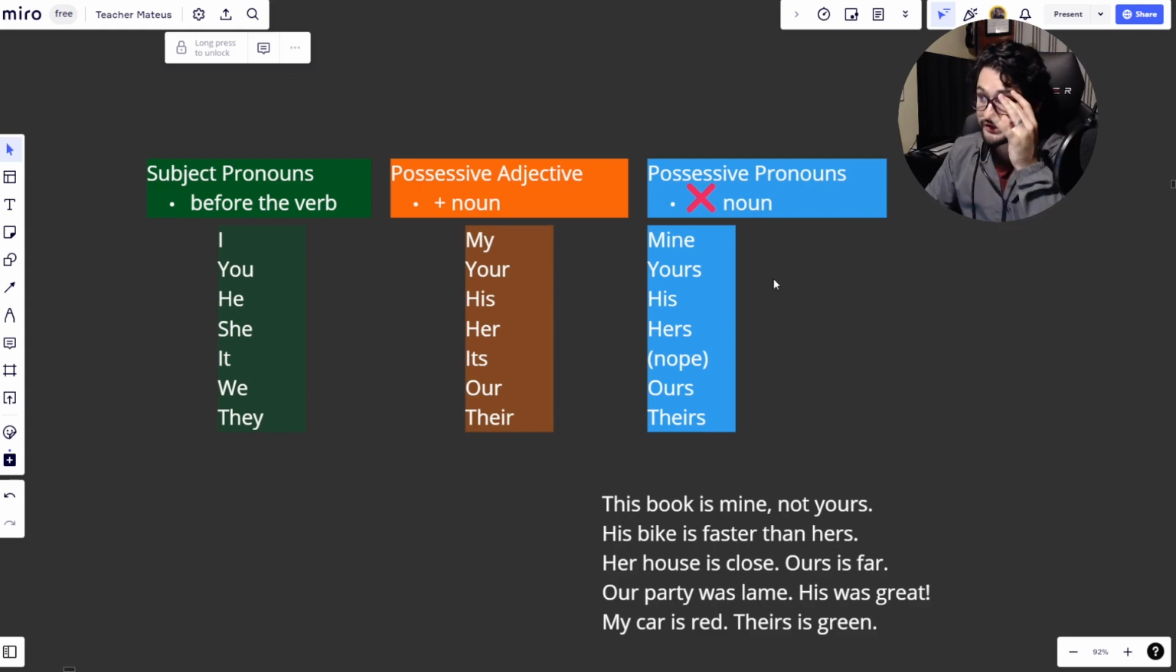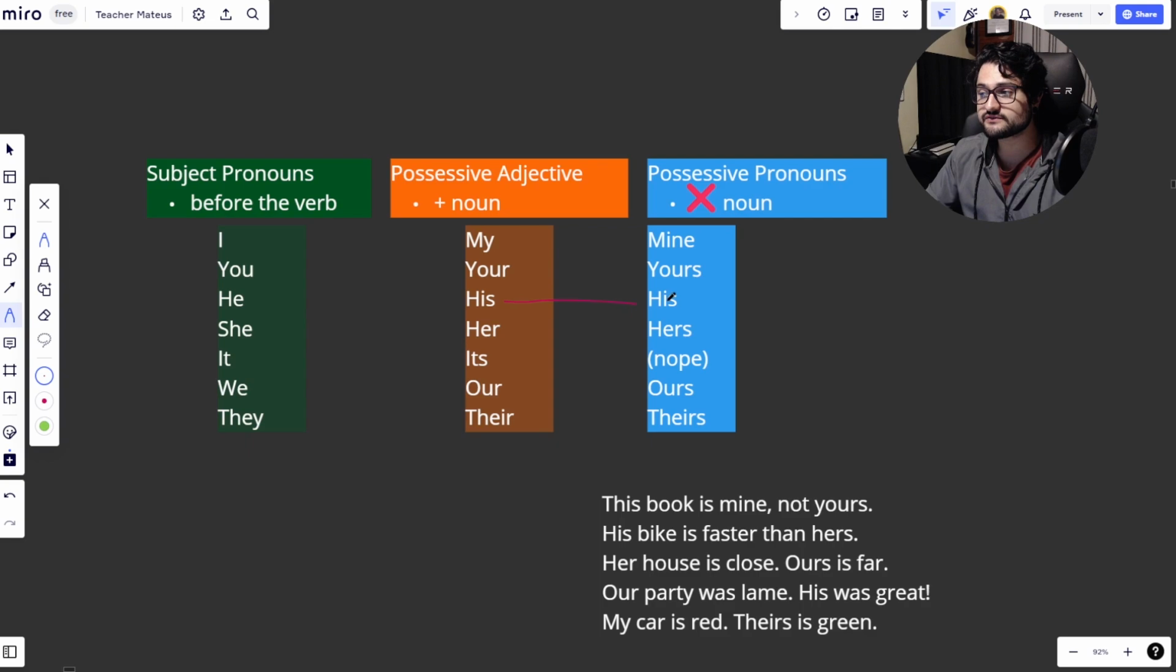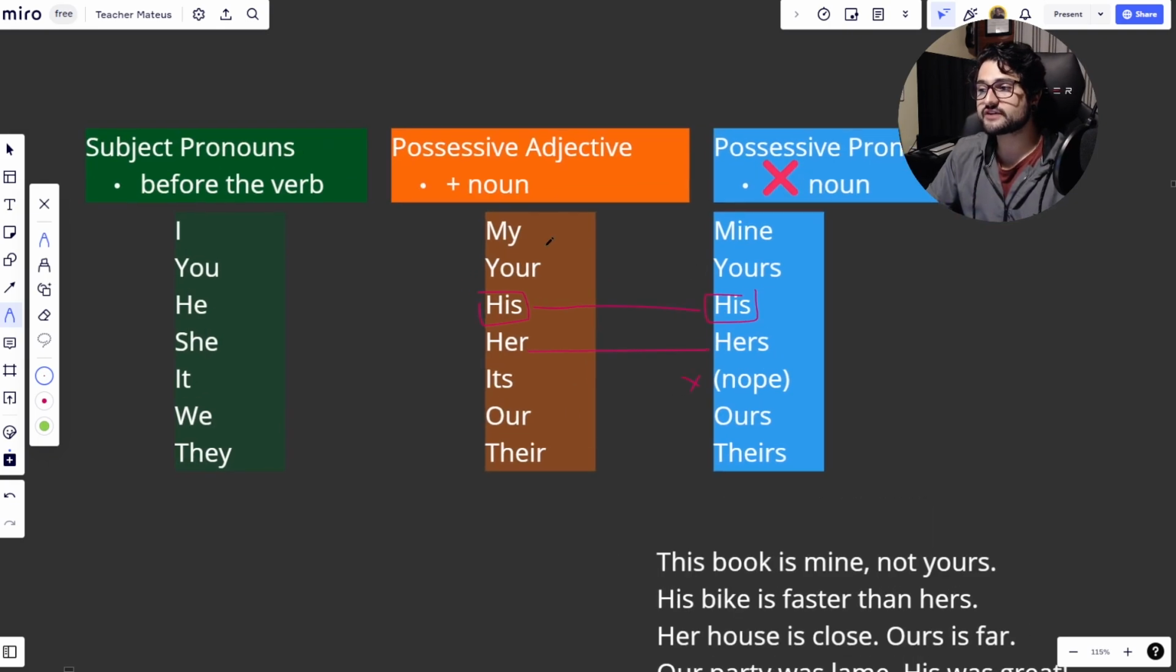Examples, guys, of possessive pronouns are mine, yours, his. You can see that the possessive adjective is equal to the possessive pronoun in this case. Her, we say hers. With it, we don't use it. Our, ours, they, their. So perceive, guys, that my becomes mine, right? Is this your phone? No, it's not mine. Maybe it is yours. So we add the S, yours, there. And then the person says, oh, it's not mine either.